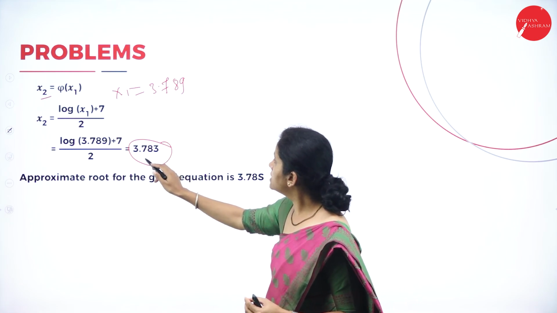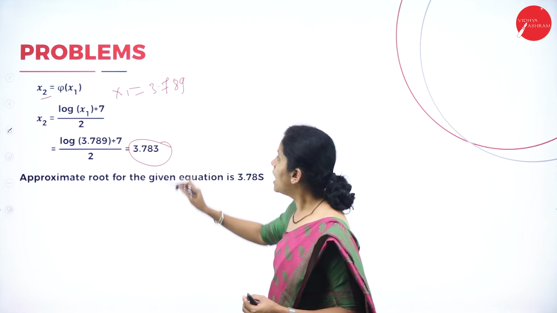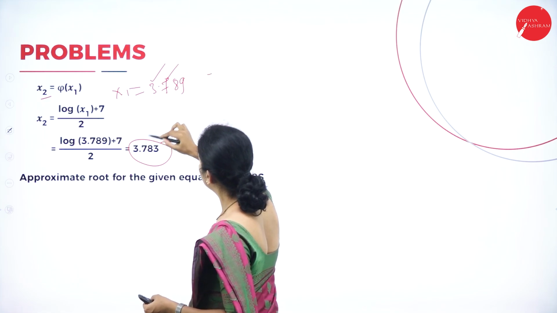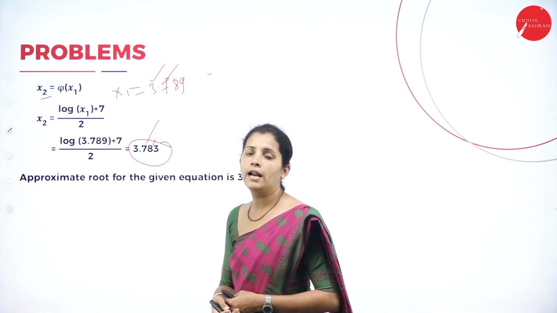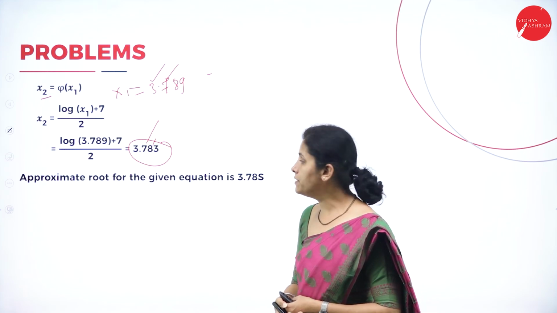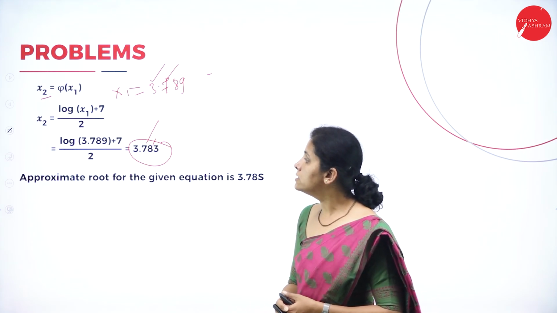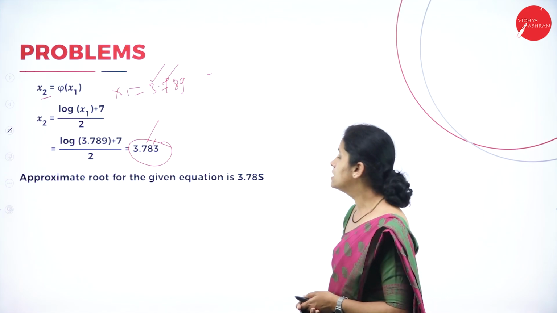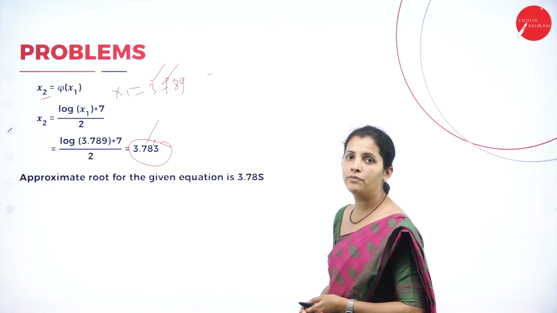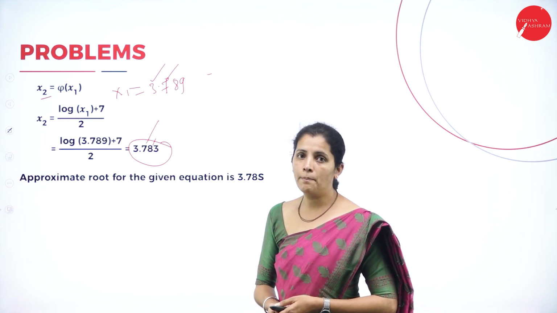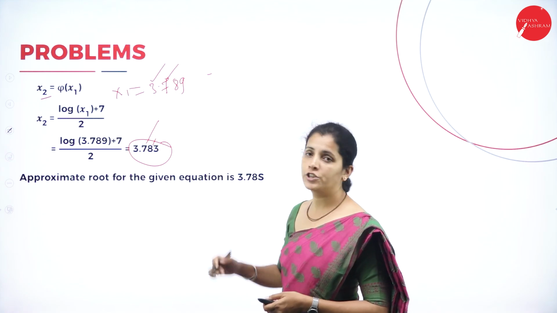So if I consider both the values, I have 3 common, 7 common and 8 common. So 7, 8 is common, and I'm going to stop the iteration and I'm going to write the final conclusion that the approximate root for the given equation is 3.785. So these are some of the solved examples of the iteration method.